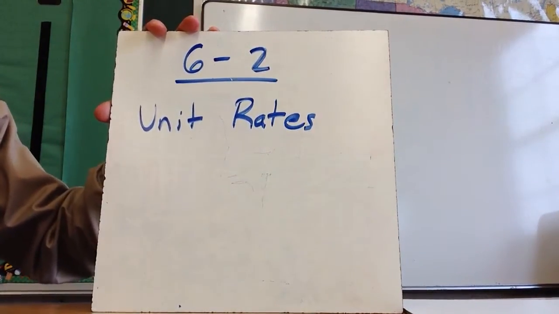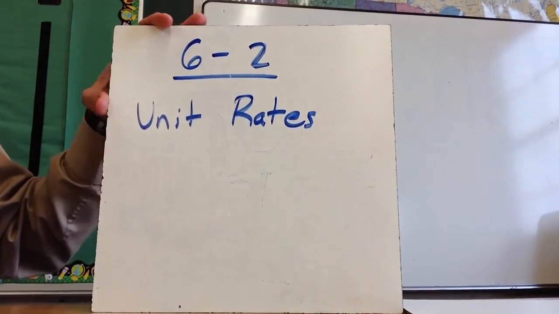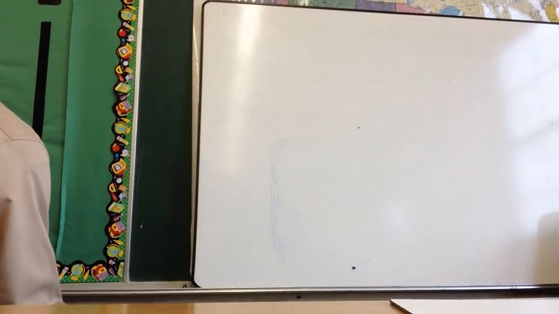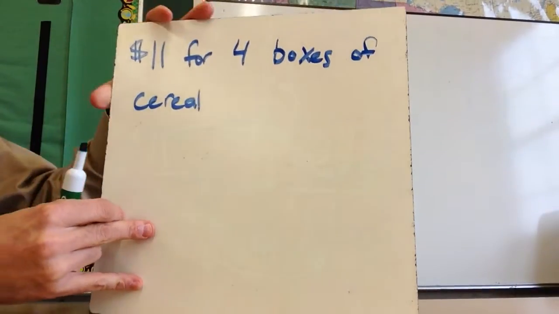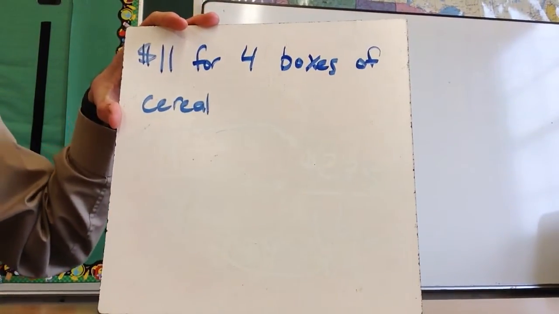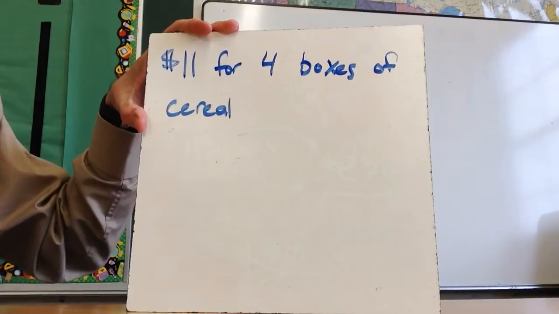This video is going to discuss Chapter 6.2, Unit Rates. Similar to the previous lesson where we talked about ratios, this is going to talk about ratios, but the idea is that now we're trying to figure out what happens when the denominator is 1.